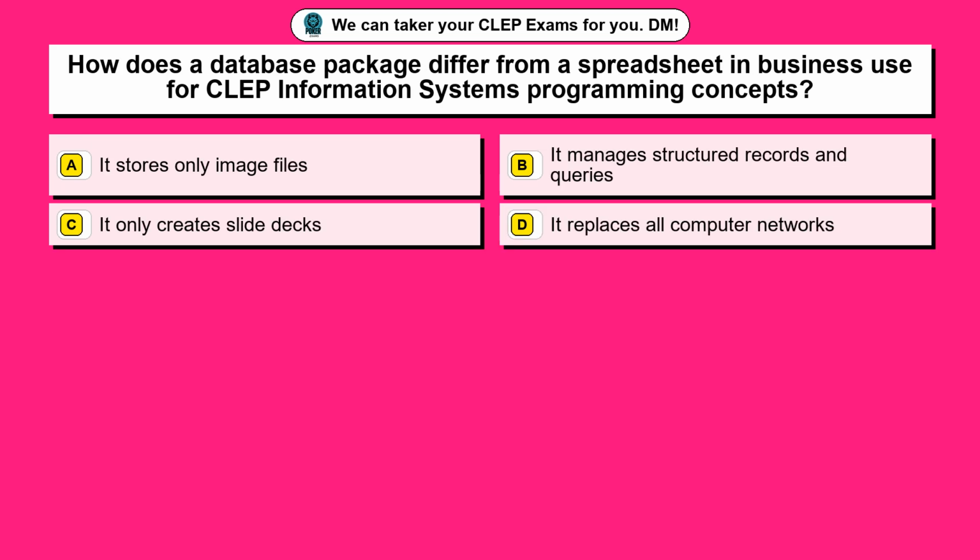Question 2. How does a database package differ from a spreadsheet in business use for CLEP Information Systems programming concepts? Option A. It stores only image files. Option B. It manages structured records and queries. Option C. It only creates slide decks. Option D. It replaces all computer networks. The correct answer is option B. It manages structured records and queries.